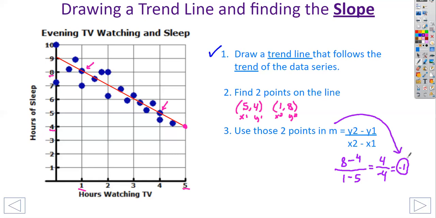That's how we solve for our slope on a trend line. Again, to review our steps, we draw the trend line, we find 2 points on the line, and then we use those 2 points in delta y over delta x. It's quite simple.